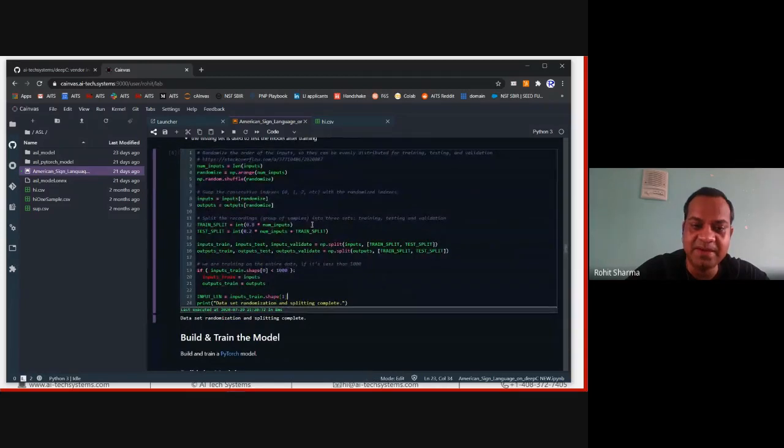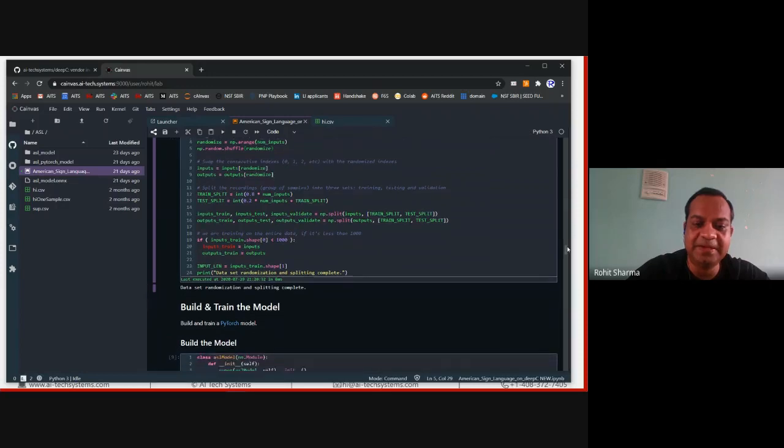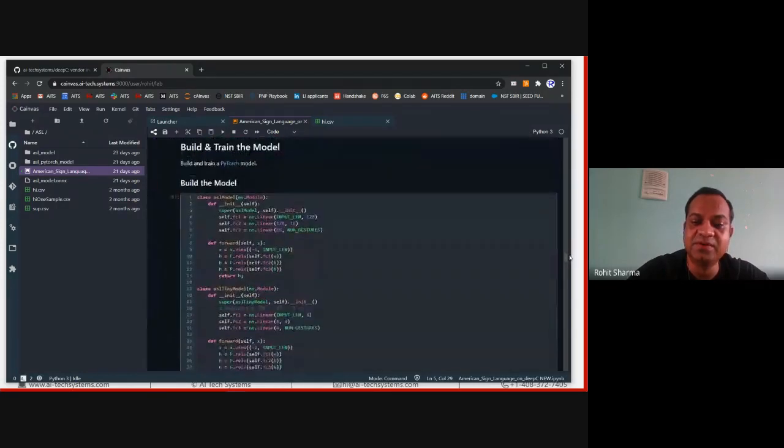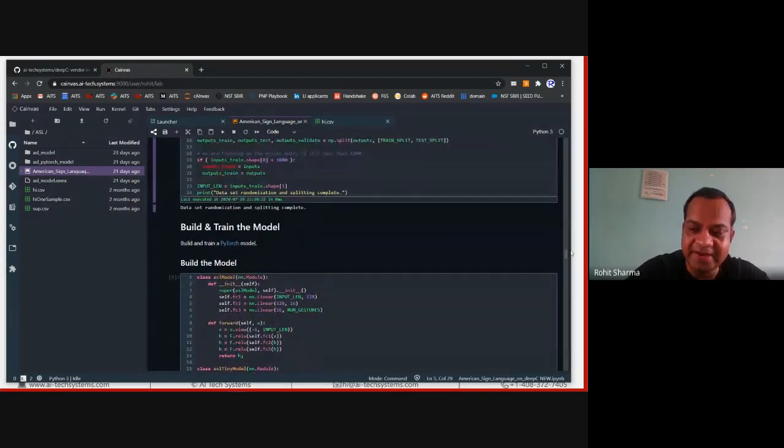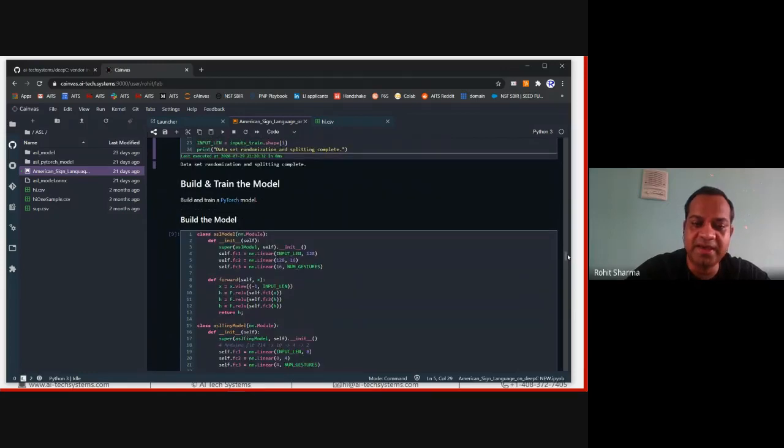Now we are randomizing the inputs, and randomization is very important. I'll talk about that in a minute. And splitting the data into train and test. We are only going to show the training data to our network. With the test data, we will validate how good the model is.